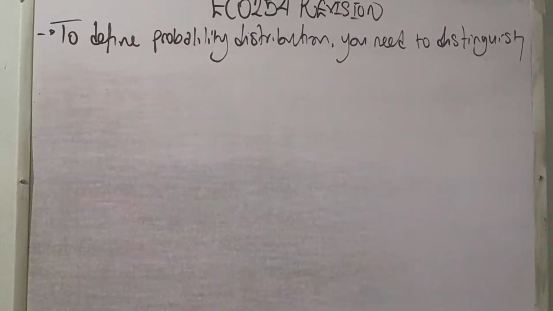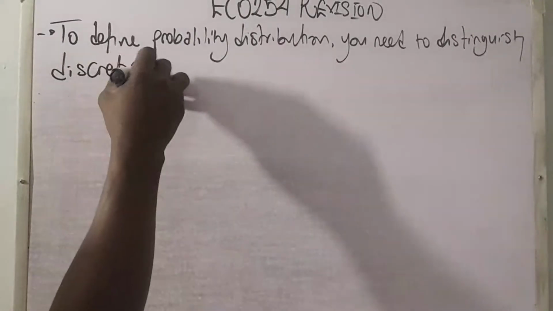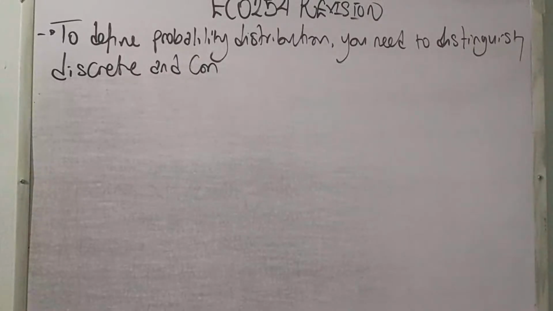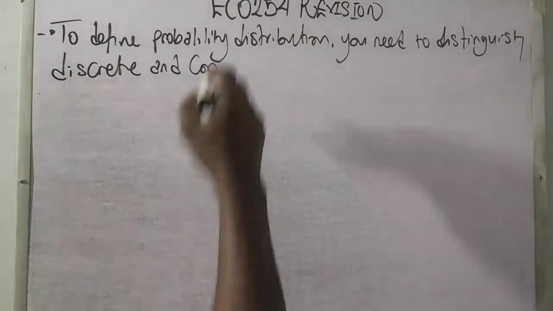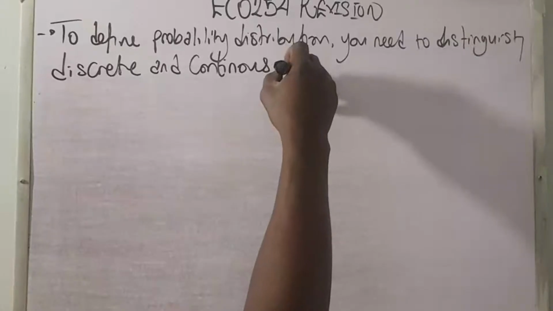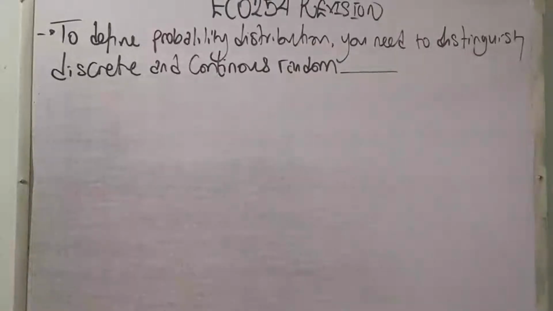You need to distinguish discrete and continuous random dash.